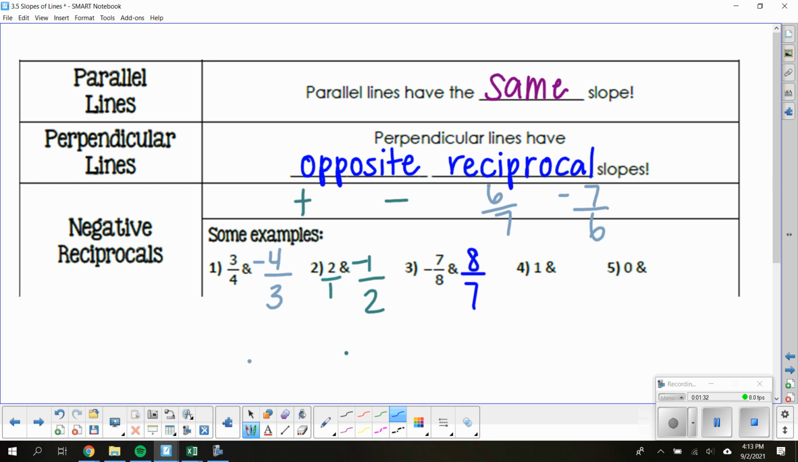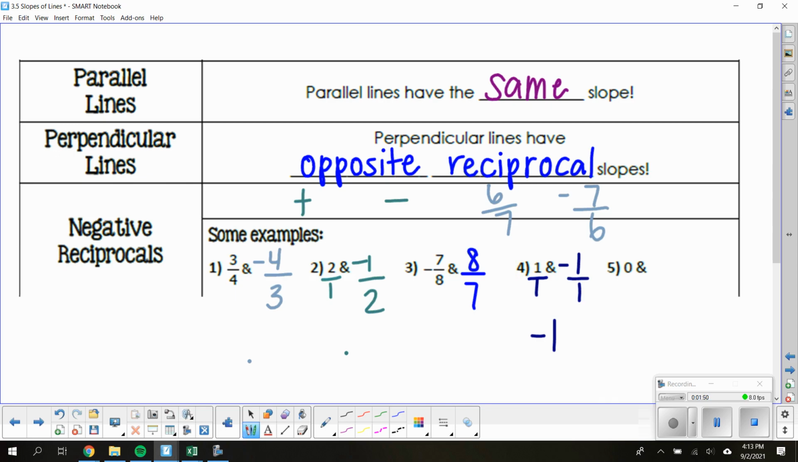On 1, 1 as a fraction is just 1 over 1. It's positive, so I need to make it negative, and flip it over, it's still just 1 over 1. So you could just write this one as negative 1. That's fine as well. Last one was 0.